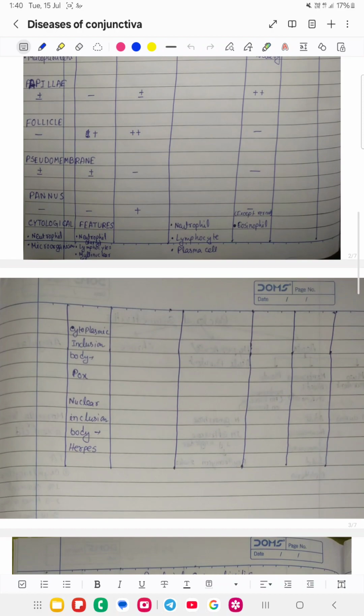Now, type of inclusion bodies. Cytoplasmic inclusion body is present in case of viral conjunctivitis due to pox, and nuclear inclusion body is present in case of viral conjunctivitis due to herpes.